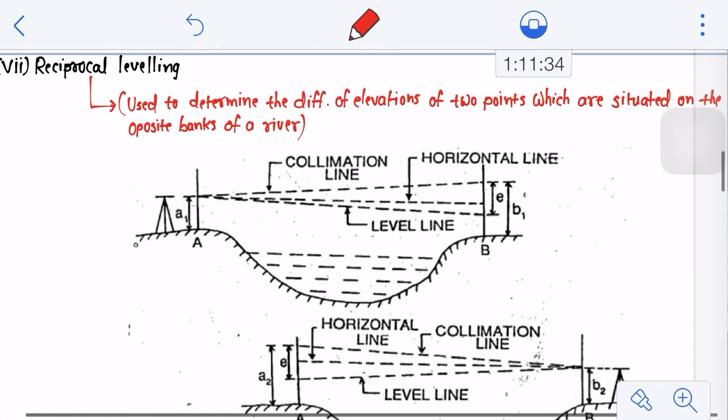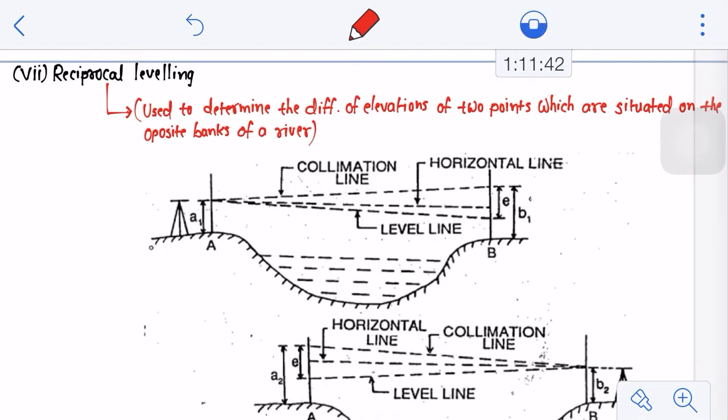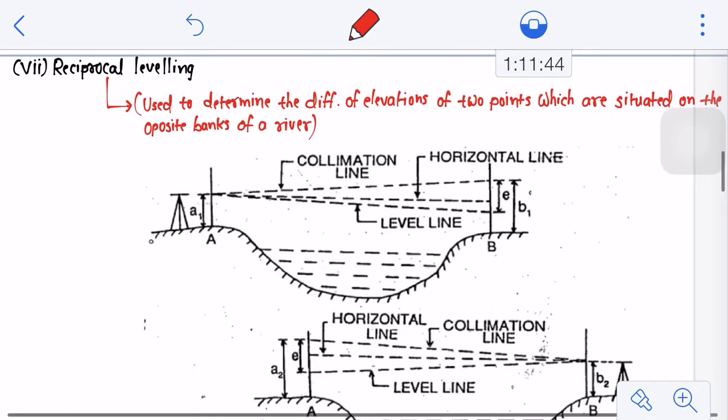Then the last one of this direct leveling method is termed reciprocal leveling. Again, this is a special case of leveling where you will not see this form of leveling quite often, but it has to be carried out because these conditions are always there for different engineering projects, right? This method of leveling is used for determining the difference of elevations of 2 points which are situated on the opposite banks of a river.